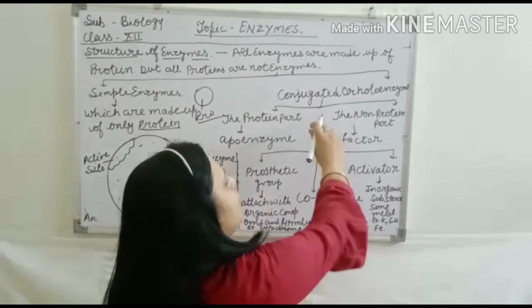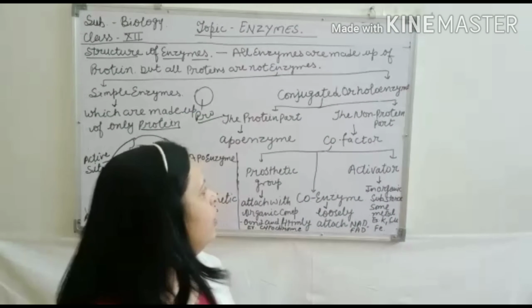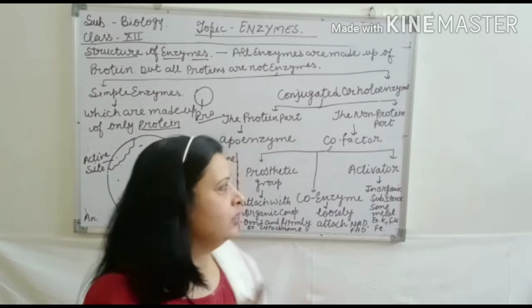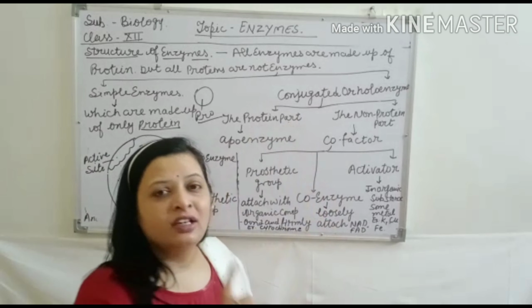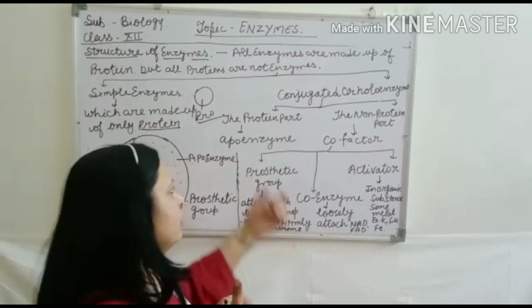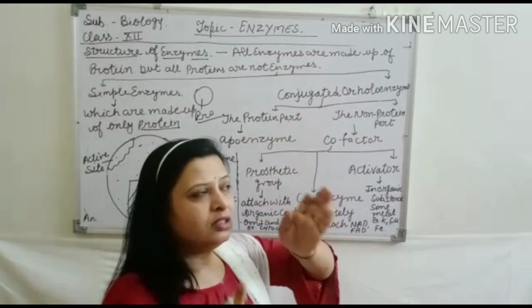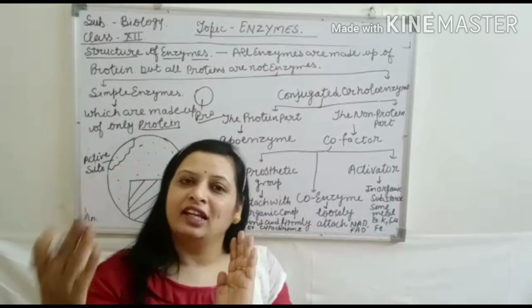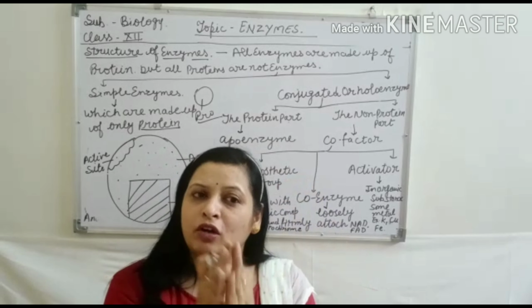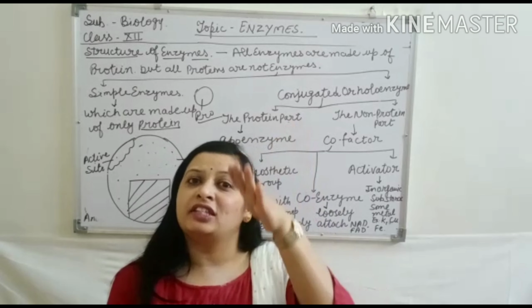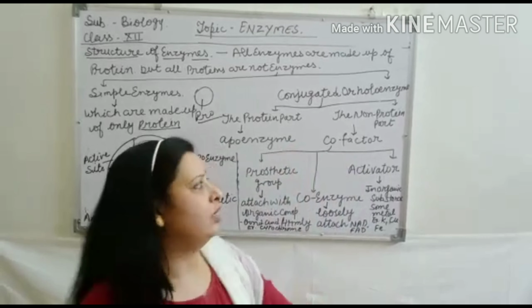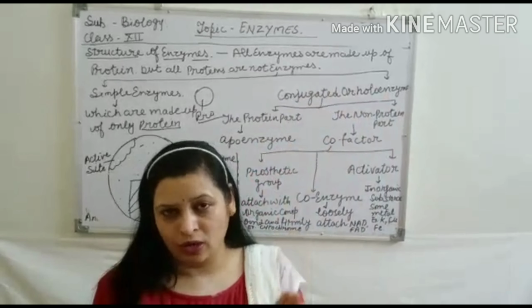Second type, conjugated or polyenzymes. These enzymes have two parts. First is the protein part and second is the non-protein part. When an enzyme has not only a protein part but also a non-protein part, these enzymes are called conjugated or polyenzymes.